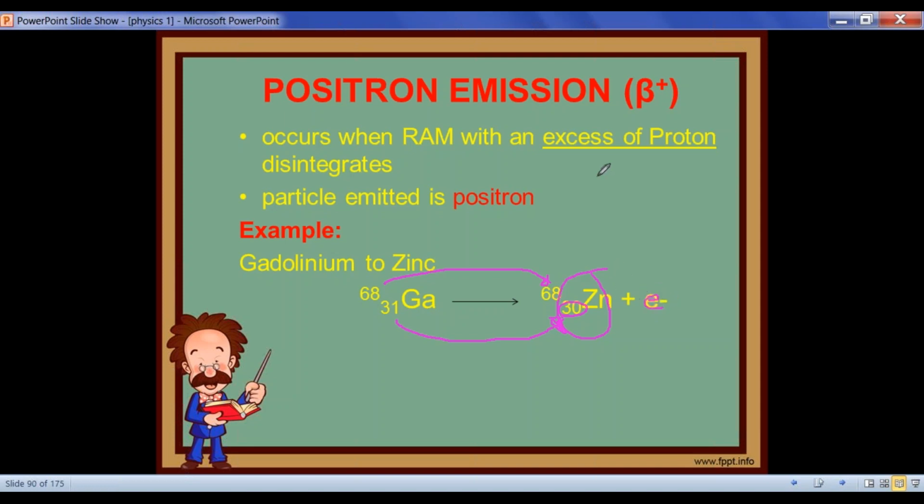Okay? So you have to remember, pag negatron decay, negatron siya negative but plus 1, dahil kulang po siya ng protons. Pag positron emission naman, dahil sobra naman ng protons, minus 1. So parang baliktad po siya. So instead po na minus 1 sa negatron, nagiging plus 1 po tayo. Okay?